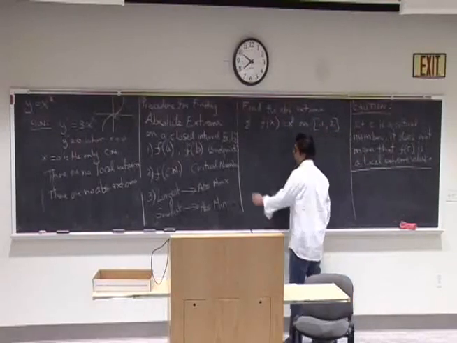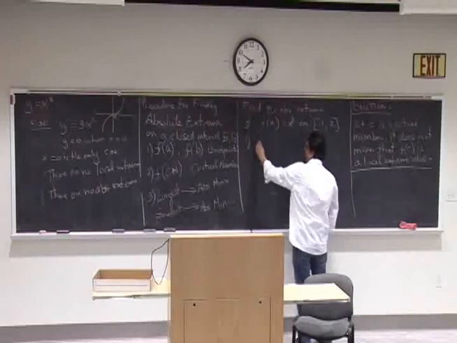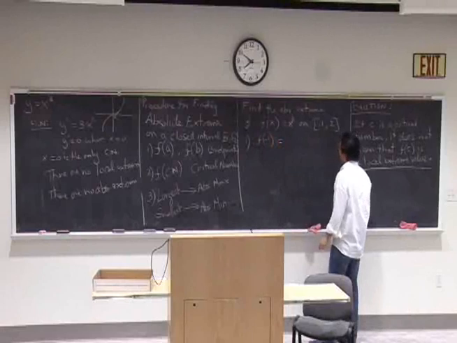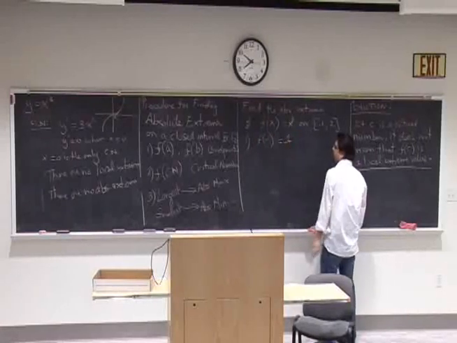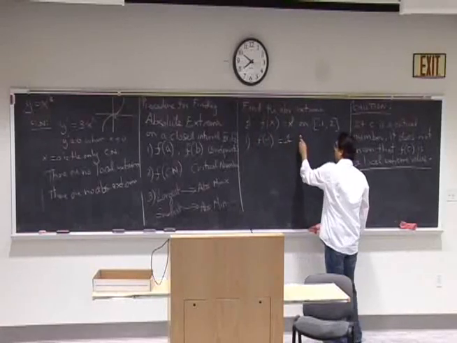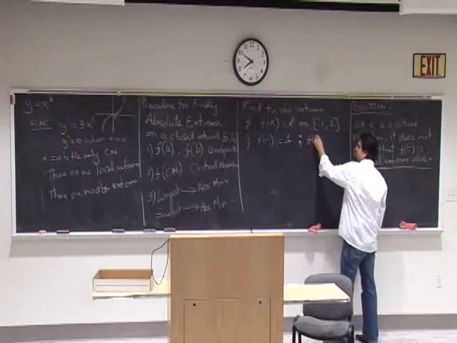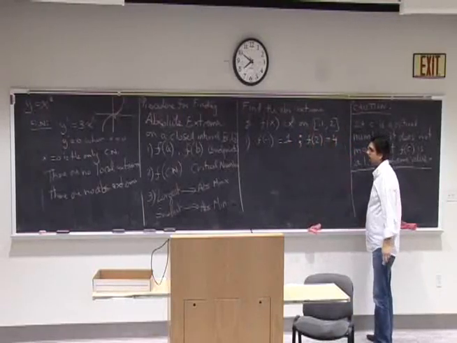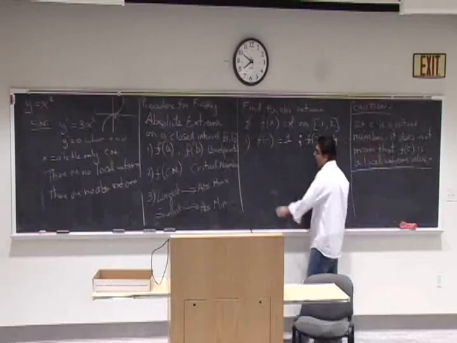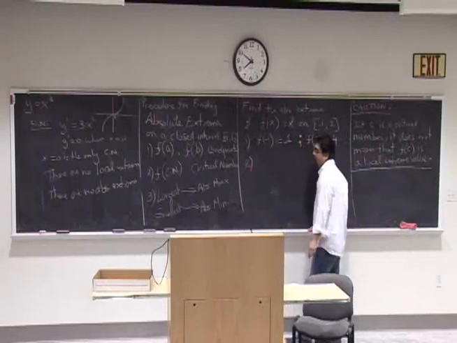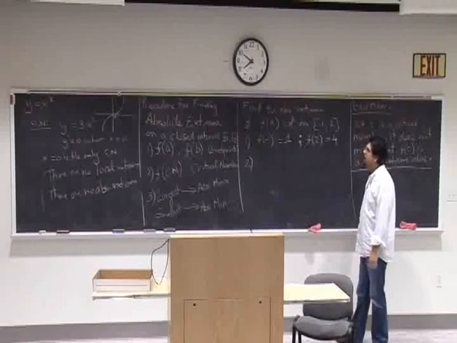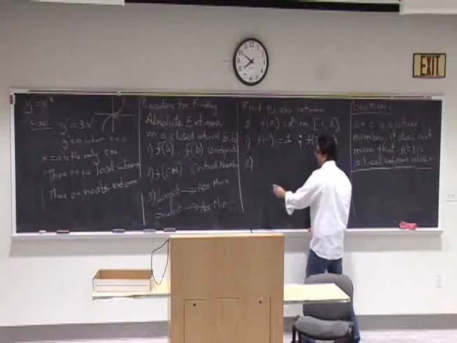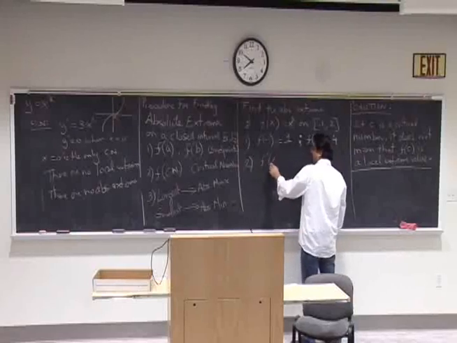Well, the first step is to evaluate the function at the endpoints. So, at the left endpoint, what's f of negative 1? 1, and at the right endpoint, the value is 4. In step 2, I need to find the function values at the critical numbers. Well, I have to find the critical numbers first. How do I do that? Find the derivative.